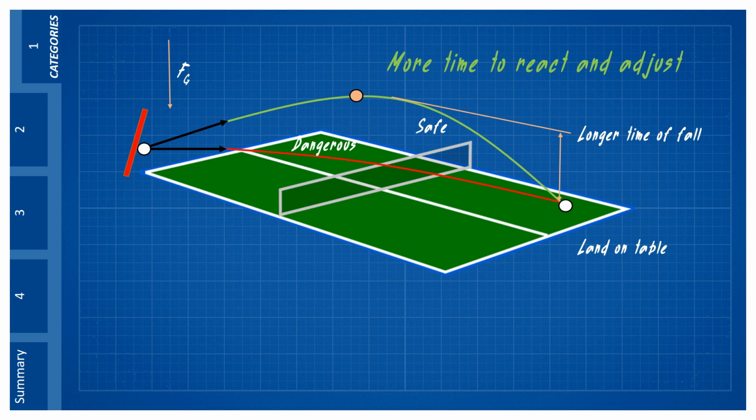Dangerous trajectory is characterized by having peak point at the beginning of trajectory or very near to it. It demands, for opponent, shorter interval for preparation and to calculate or predict landing spot of the ball. The good news is that most of trajectories during rallies are generally safe. Now, let's look at third category.